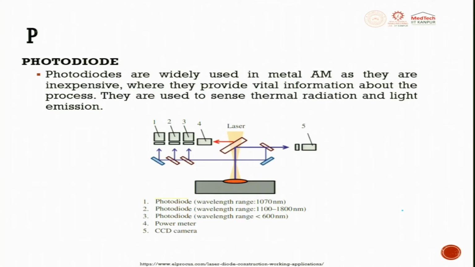Photodiodes are widely used in additive manufacturing as they are inexpensive and they provide vital information about the process. So, a photodiode talks about the intensity profile, the wavelength, and the peak distribution; all these things are detected by the photodiode.